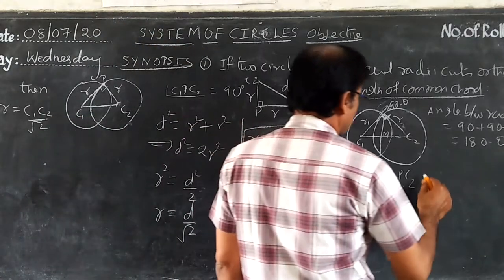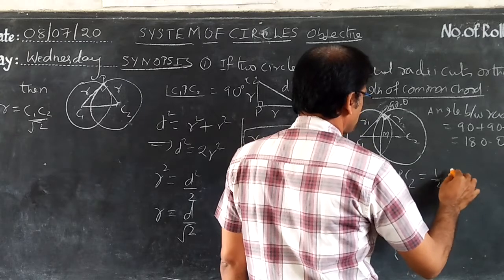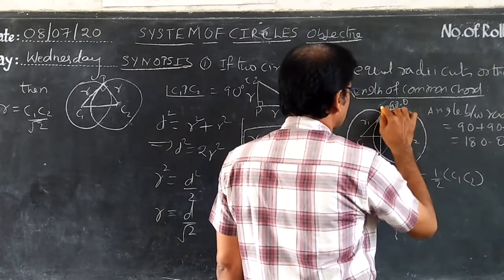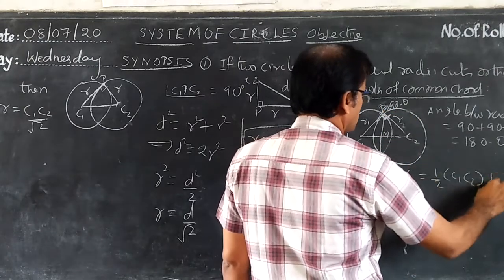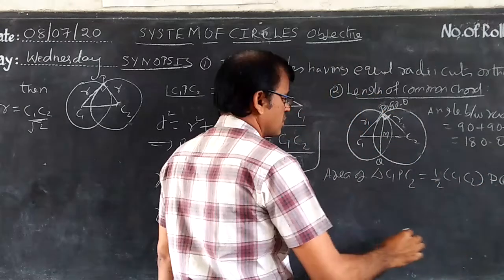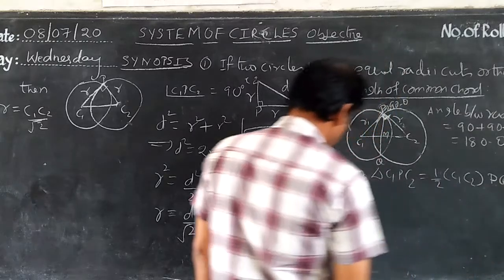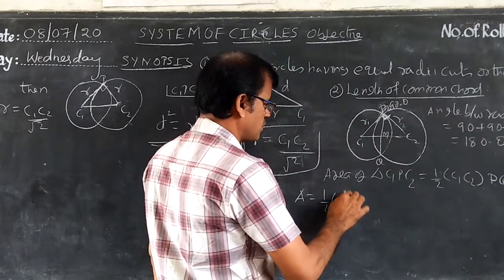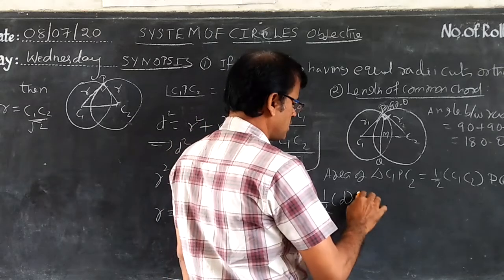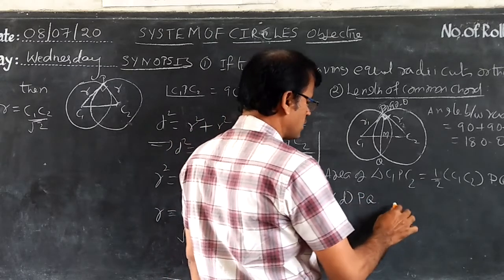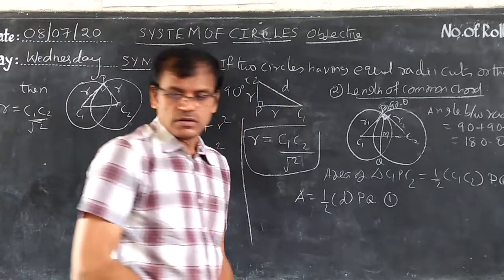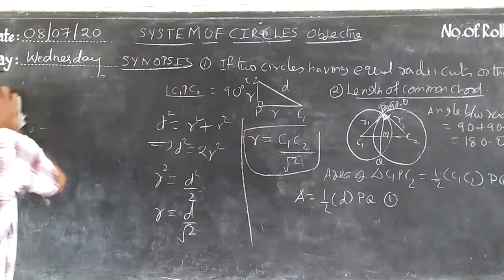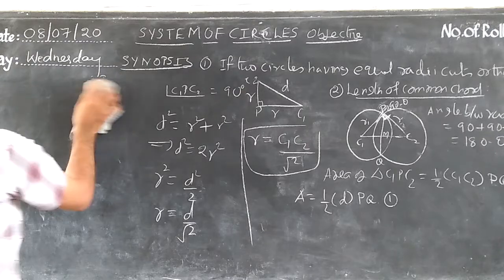Area of triangle C1PC2 is equal to half into base into height. You write half into C1C2 into height. Put here this is P and this is Q. Height is PQ. Let the area be A. That implies A is equal to 1 by 2 into C1C2, which is D, into PQ. We put it as equation number 1. Now let us consider another method.